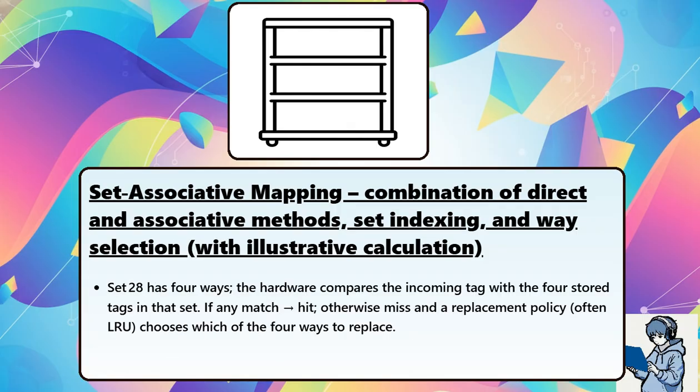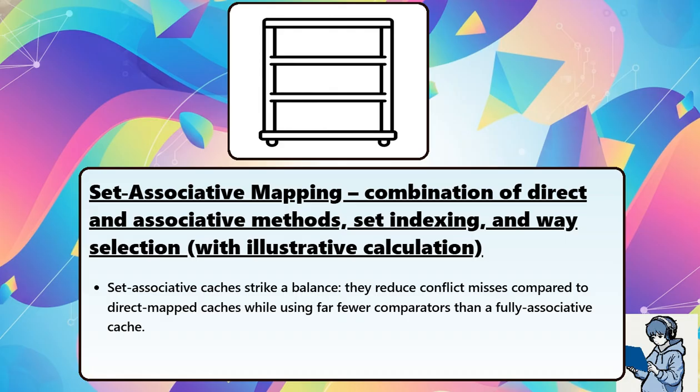The hardware compares the incoming tag with the 4 stored tags in that set. If any match, it is a hit. Otherwise, it is a miss, and a replacement policy, often least recently used, chooses which of the 4 ways to replace. Set associative caches strike a balance. They reduce conflict misses compared to direct mapped caches while using far fewer comparators than a fully associative cache.